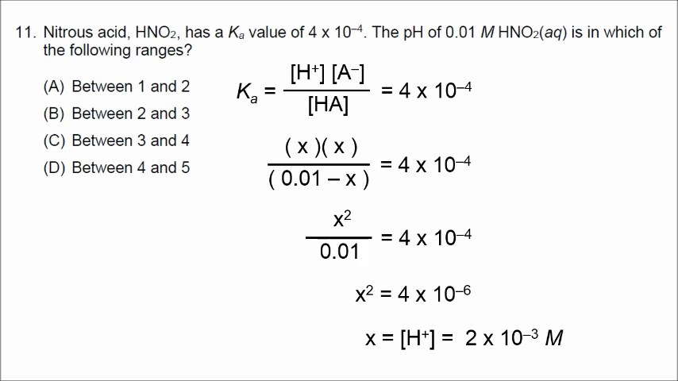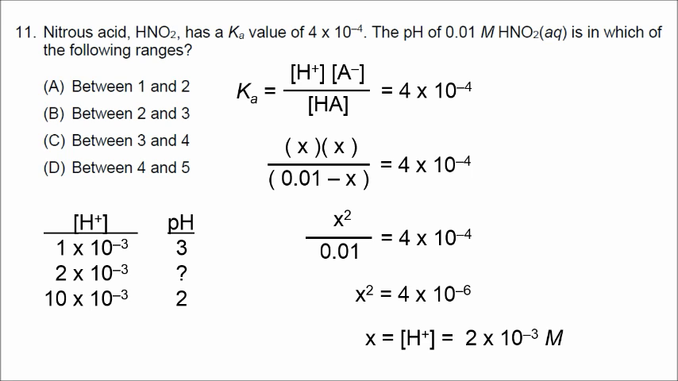Now how can we estimate the pH since we can't use a calculator? Well, if the concentration of H+ were 1 times 10 to the negative 3, the pH would be 3. If the concentration were 10 times 10 to the negative 3, which is the same as 10 to the negative 2, the pH would be 2. Since our concentration of H+ is falling somewhere in between those numbers, our pH falls between 2 and 3.